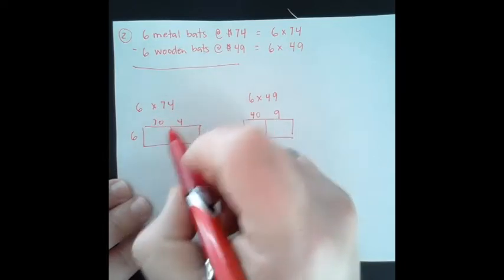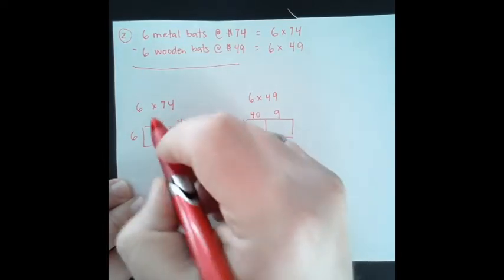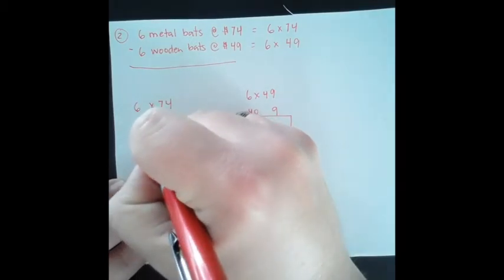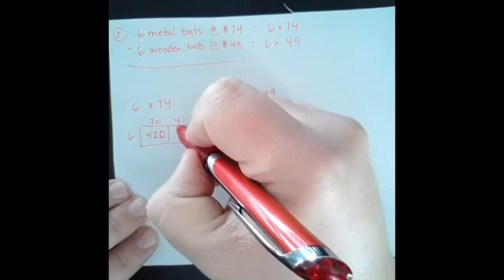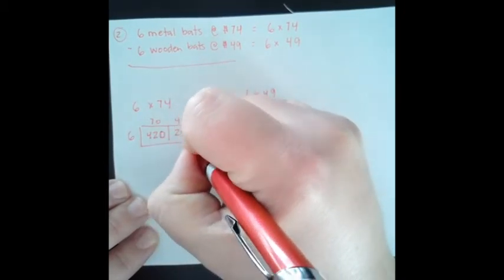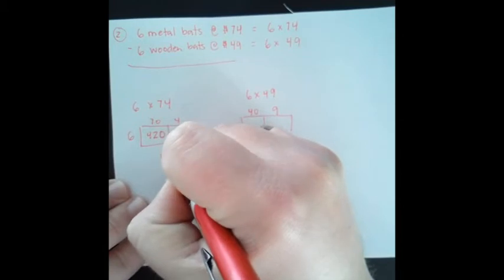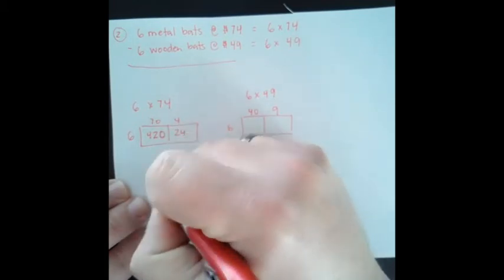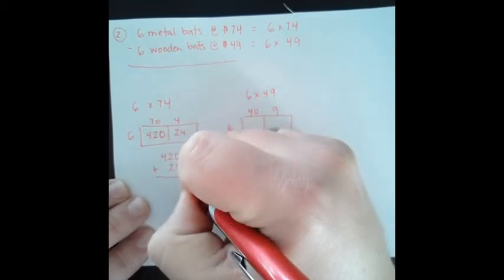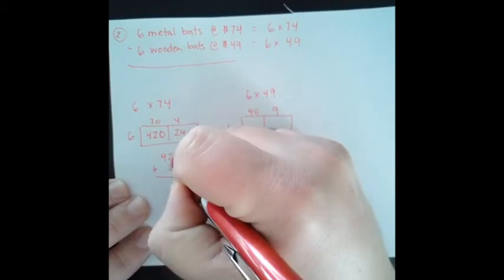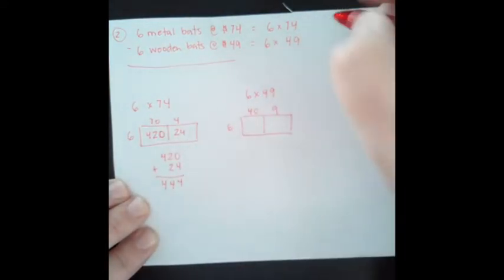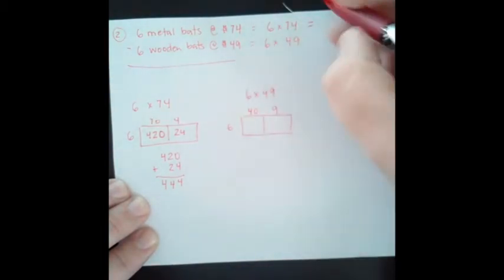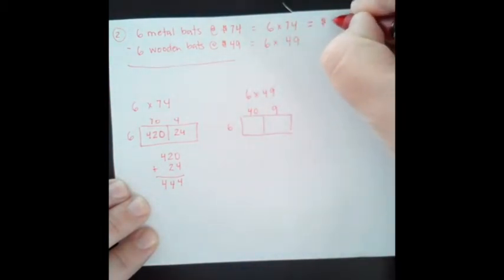So 6 times 74, you break apart the 70 and the 4. 6 times 7 is 42. You put your extended fact here, make it a 0. 4 times 6 is 24. So we're going to go ahead and add those together. 420 plus 24, making sure I'm lining up my numbers correctly. 4 plus 0 is 4. 2 plus 2 is 4. And another 4 again. So it's $444 to buy metal bats. So 6 times 74, as I did down here, is $444.